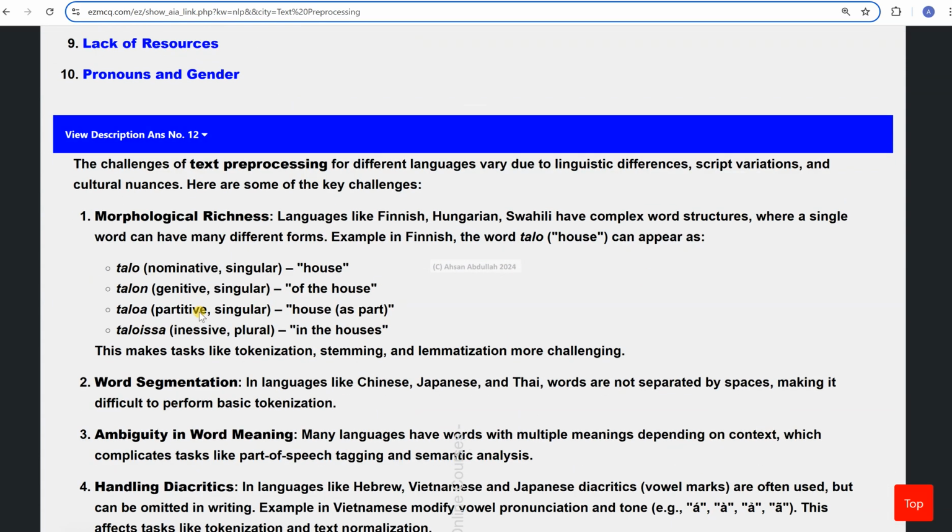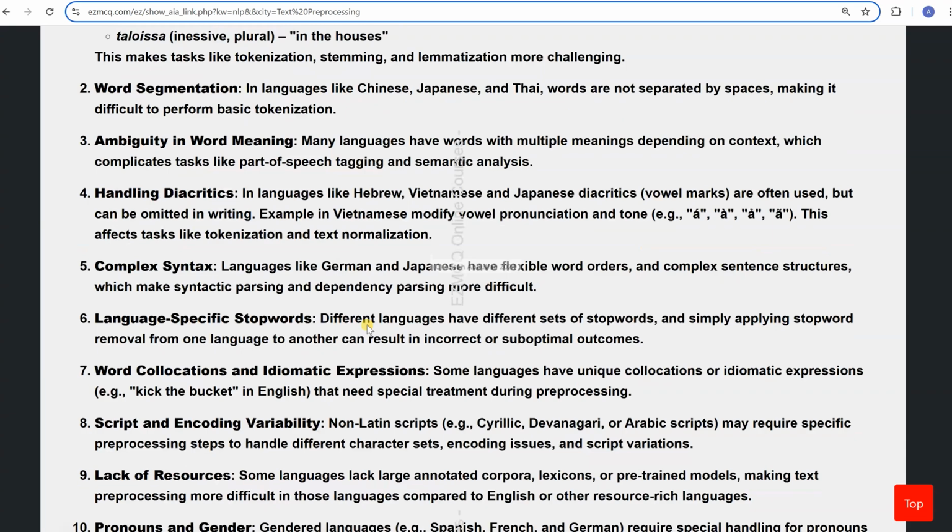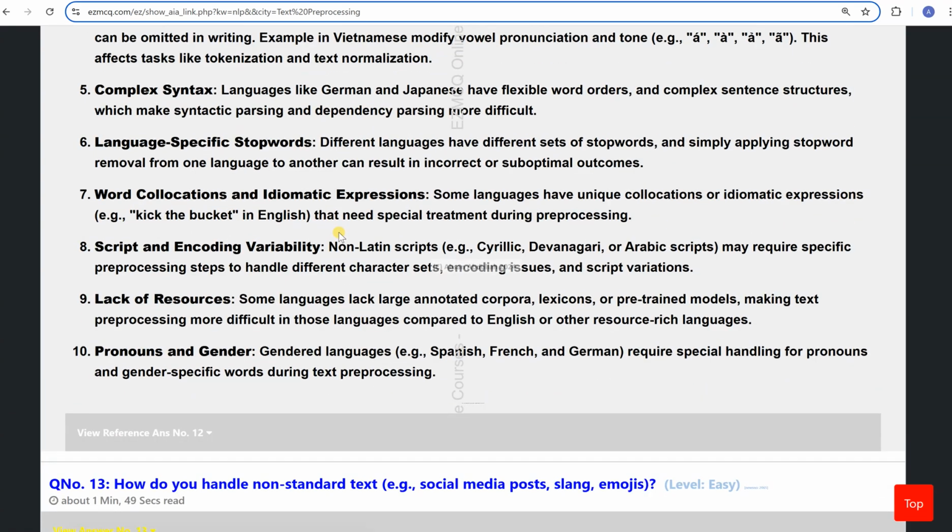Morphological richness, for example in the Finnish language and the Hungarian language. I've already spoken with you about kick the bucket. Non-Latin scripts may require specific pre-processing steps, which are very different from English. Lack of resources, lack of large annotated corpora and lexicons. There are quite a few for the English language, but for other, less resource-rich languages, those resources may not be there.